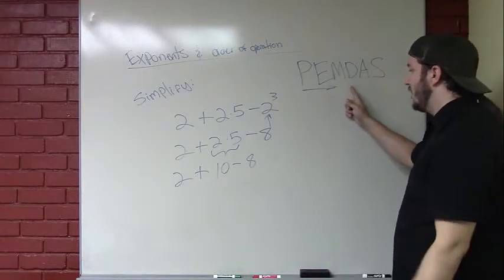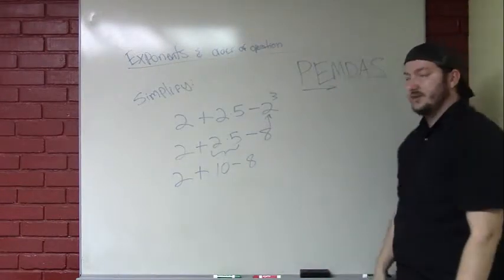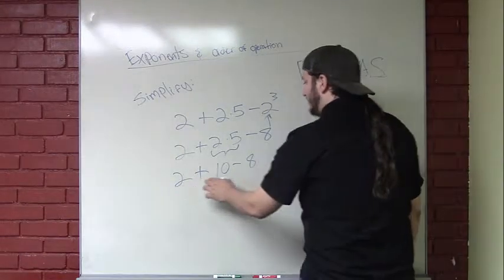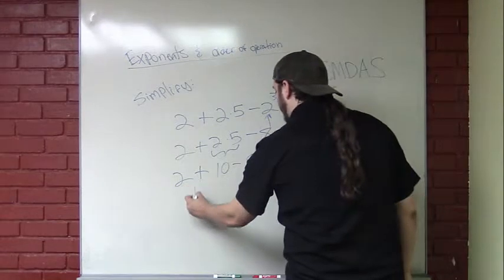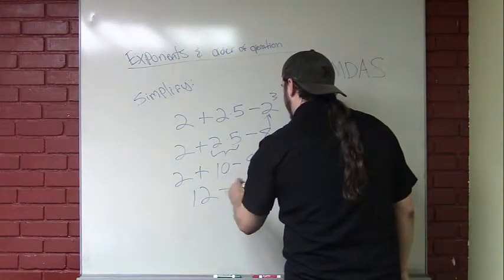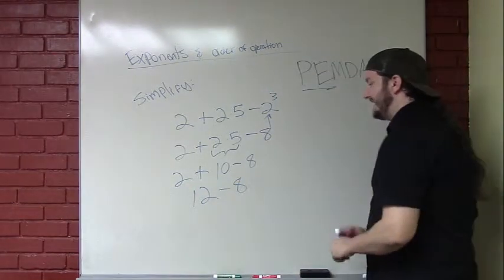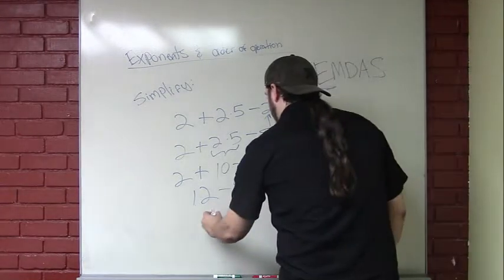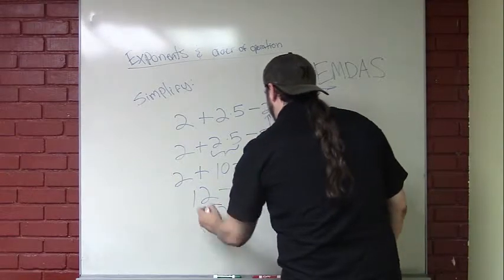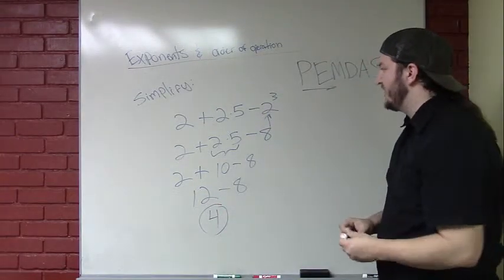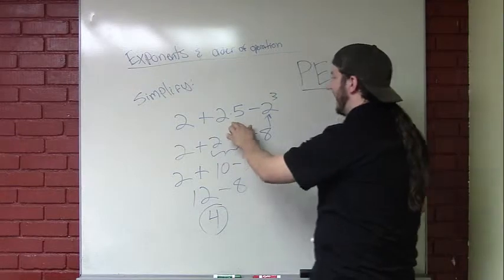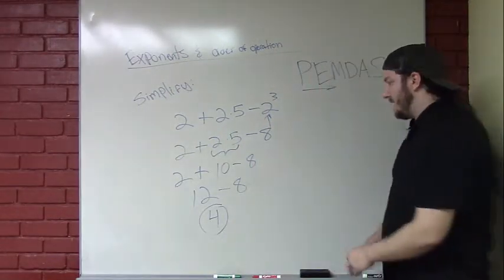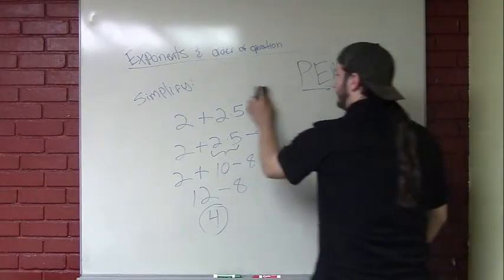Is there division? No. Now you're left with addition and subtraction. Okay? So you just add or subtract left to right. 2 plus 10 is 12 minus 8. 12 minus 8 is 8, 9, 10, 11, 12 is 4. And that is your answer. So 2 plus 2 times 5 minus 2 cubed ends up being 4. Okay, not too bad, right? Let's try another one.